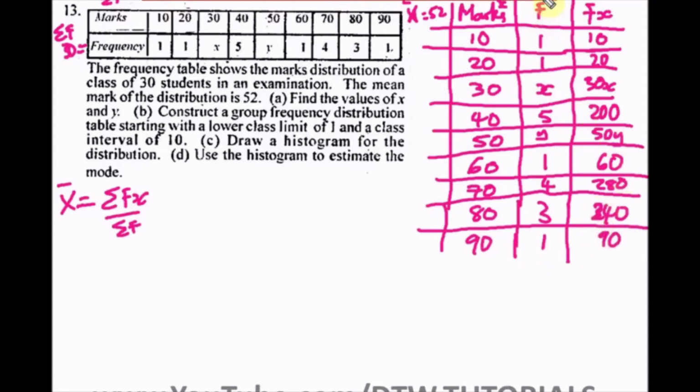So what's the summation of f? Okay, since our mean is the summation of fx over summation of f. For here the summation of, let's find the summation of f first. We have 1 plus 1, which is 2. 2 plus 5, that is 7. Plus 1, that is 8. Plus 4 we have 12. And 12 plus 3 we have 15. And 15 plus 1 we have 16.